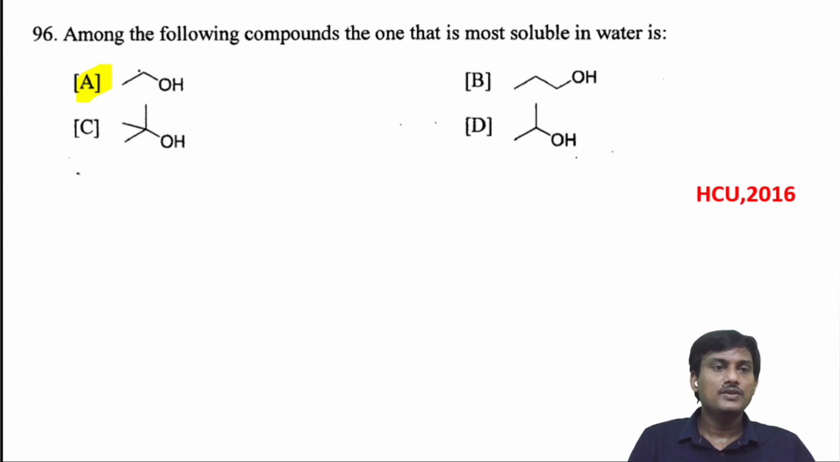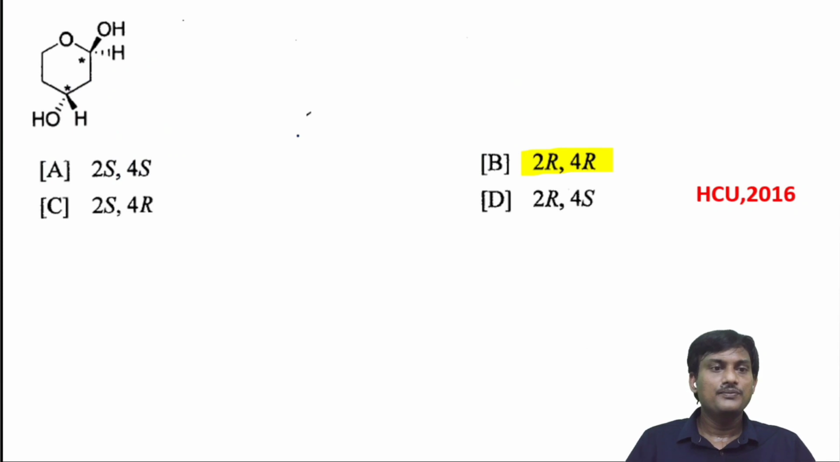Here this one has two carbons, and here this one has three carbons. Here also three carbons. Here we have four carbons. So first, this one is ethyl alcohol. Ethyl alcohol has two carbons, less number of carbons. So this one is more soluble in water when compared with the remaining alcohols.